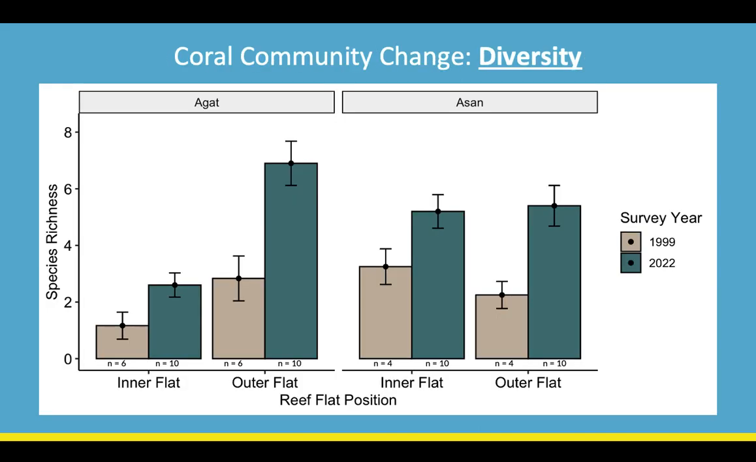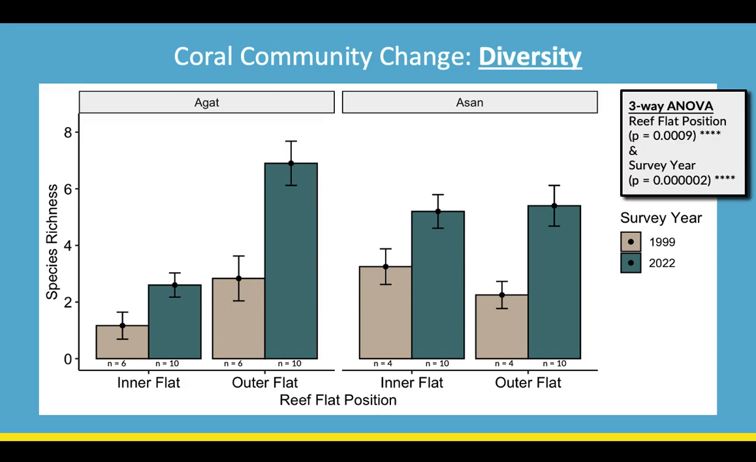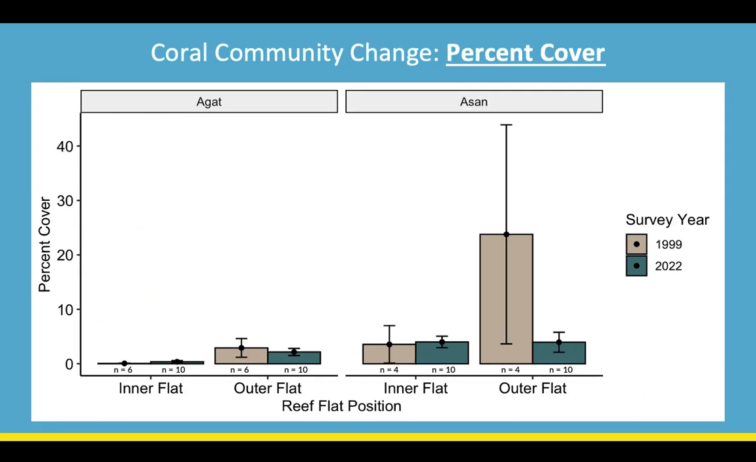So the first metric of community change that I looked at was diversity, and what I found was that both reef flat position as well as survey year were significant factors. So in terms of reef flat position, we actually found that the outer reef flat had higher diversity than the inner reef flat. In terms of survey year, this was a surprising result I didn't expect, but we saw higher diversity in 2022 as compared to 1999 at almost all of the locations.